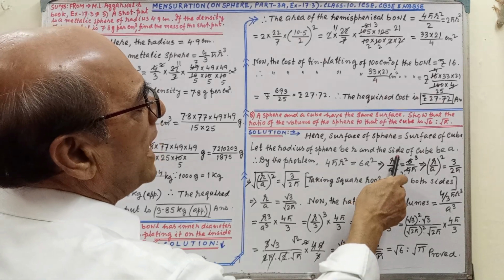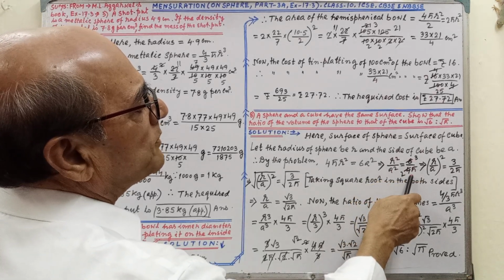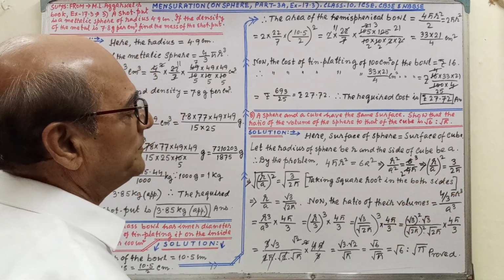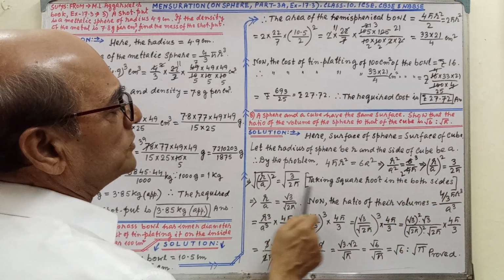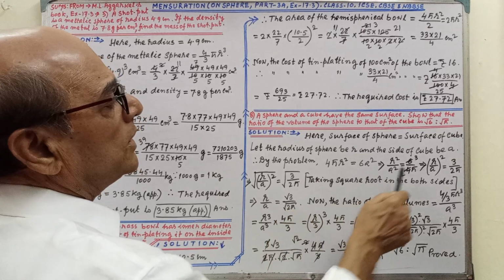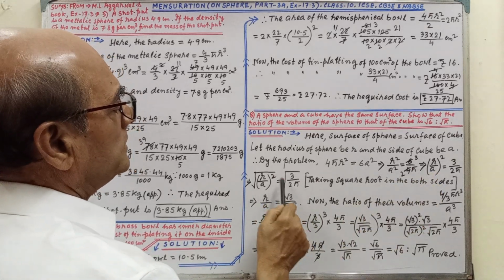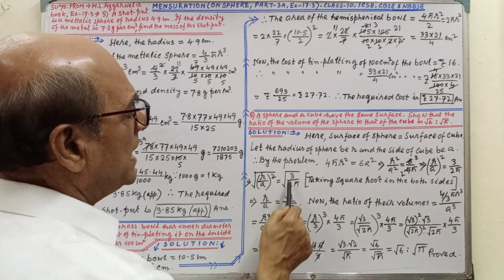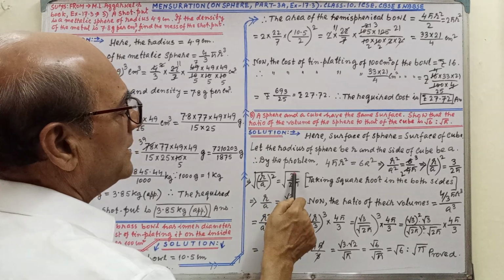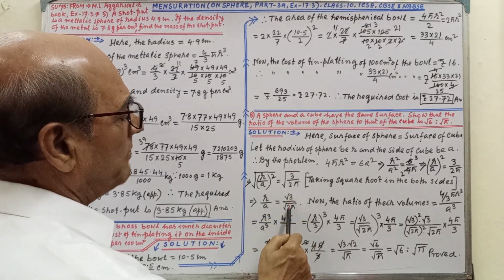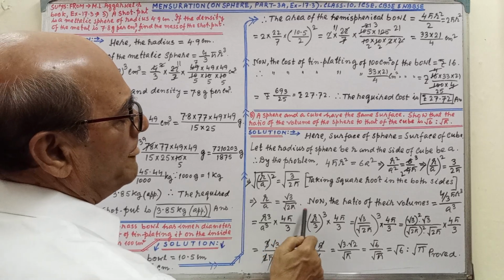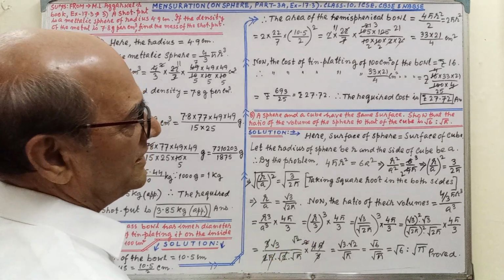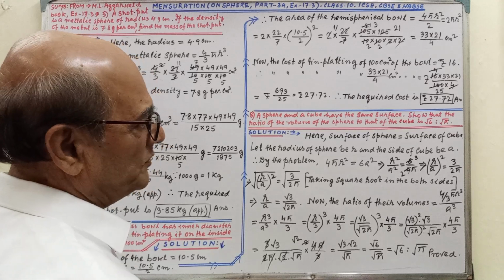Now we have to simplify. R square by a square equal to 6 by 4 pi. Then simplifying, we are getting 3 by 2 pi. Then taking the square root on both sides, by simplifying, root and square will be eliminated, then it will be r by a equal to root 3 divided by root over 2 pi. Now the ratio of their volume. We have to find out this ratio of the volume.